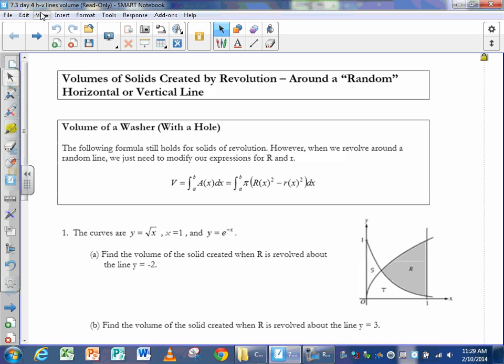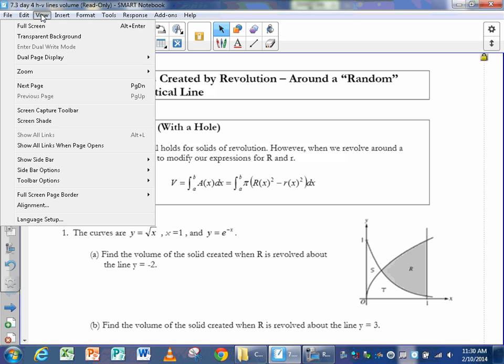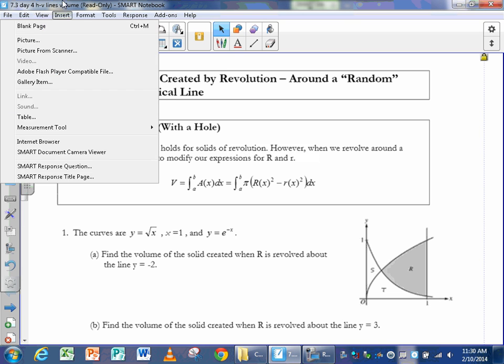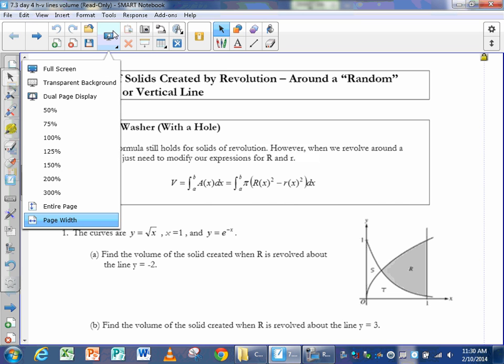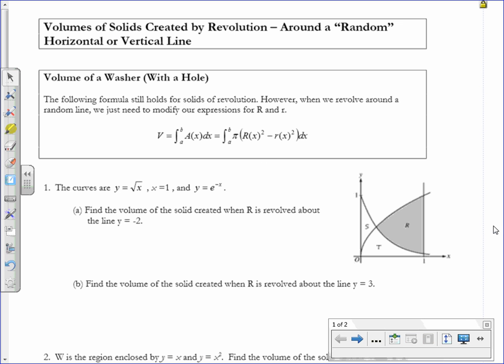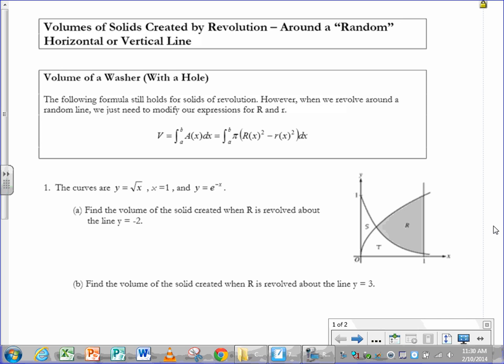So we've been talking about solids of revolution where you revolve around the x-axis. We've talked about revolving around the y-axis. We've talked about things with a hole and things without a hole. So what we're going to talk about today is when you revolve around lines that aren't the x-axis or the y-axis, like x equals 4 or y equals 2. Technically, you can revolve around oblique lines like y equals x, but we're not going to do that.